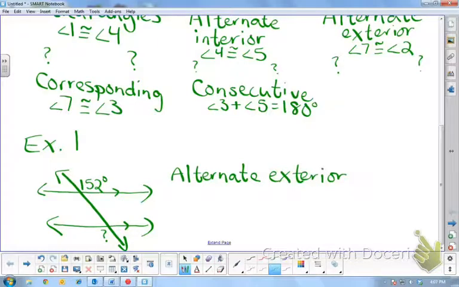Well, we look back up at alternate exterior. We know alternate exterior angles are congruent. So I know the angle I'm looking for, question mark, is equal to 152 degrees. They were congruent, so it's the exact same angle measure.